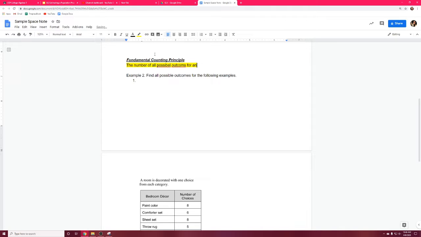for an experiment can be found by multiplying the number of possible outcomes from each stage or event.